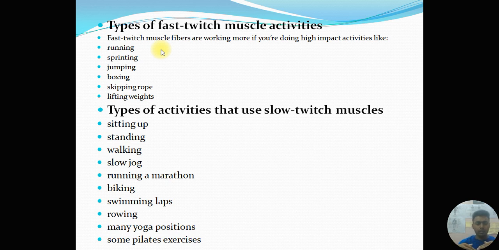Whereas in the slow twitch, even when you are sitting, you need energy. Standing, walking, slow jog, running a marathon, slow biking, swimming laps, rowing. Many yoga positions and some Pilates exercises also need that. So whenever you need less energy but for a longer time, slow twitch muscle fibers come into action. But when massive energy is needed, like jumping, explosive movement, sprinting, you need fast twitch muscle fibers to come into action.